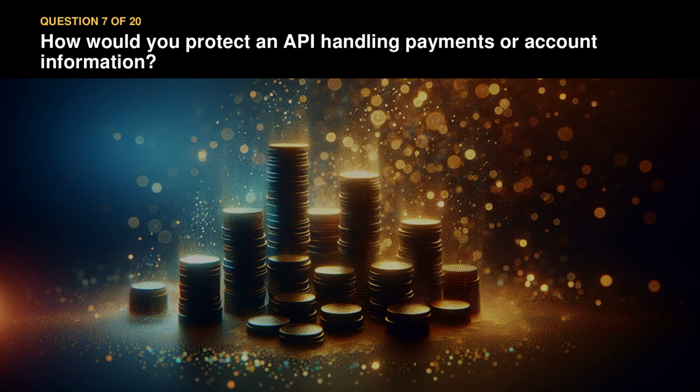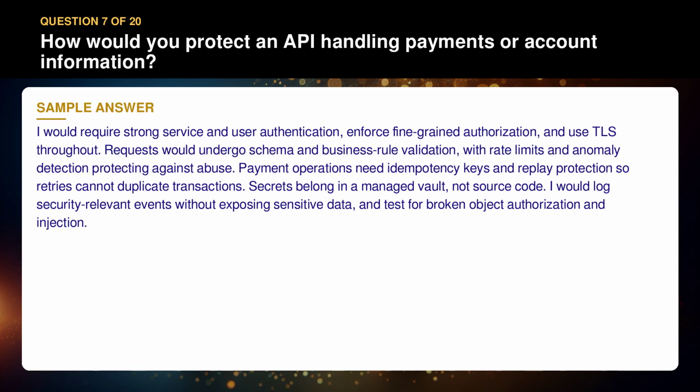Question 7. How would you protect an API handling payments or account information? I would require strong service and user authentication, enforce fine-grained authorization, and use TLS throughout. Requests would undergo schema and business rule validation, with rate limits and anomaly detection protecting against abuse. Payment operations need idempotency keys and replay protection so retries cannot duplicate transactions. Secrets belong in a managed vault, not source code.